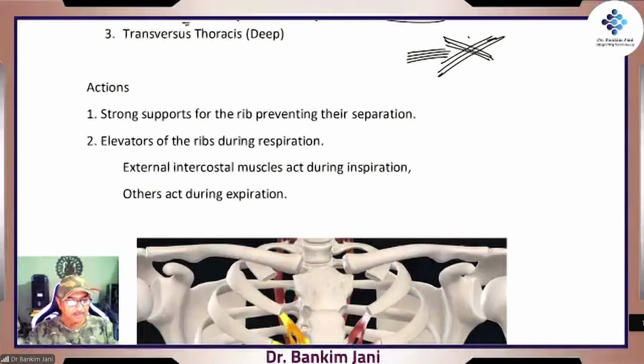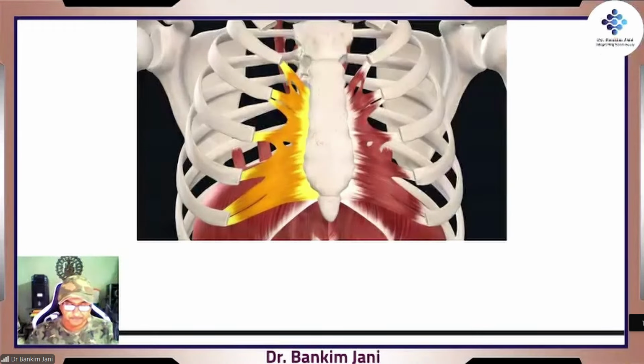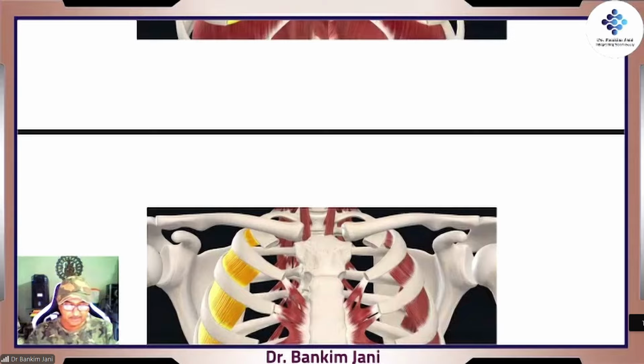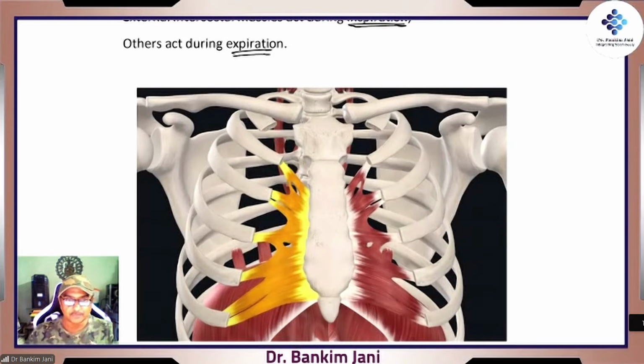They act during inspiration and expiration, as elevators of the ribs during respiration. So that is the external intercostal, and all these muscles. From this point onwards we are taking it a bit fast, because much of this part is anatomy.